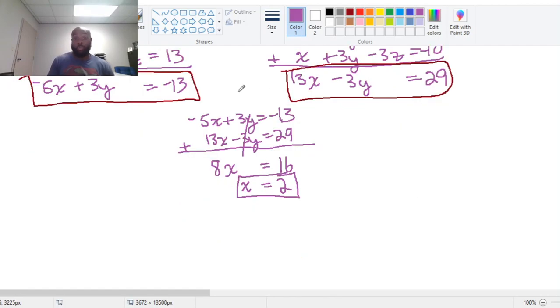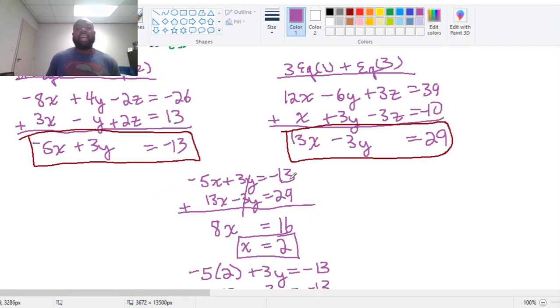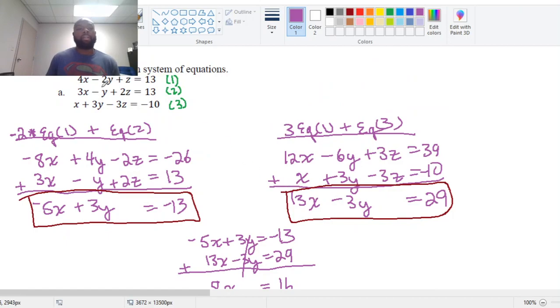So what I'm going to do now, within this same system with two equations and two variables, is go to one of those equations and plug in 2 so that I can find out what y equals. So plug in 2 for x into that first equation. That's -10 plus 3y equals -13. Add 10 to both sides, divide both sides by 3. I get y equals -1. And so with x equals 2, y equals -1, now I can go back to one of my original equations, plug in the x and y that I just found, and I'll be able to solve for z.